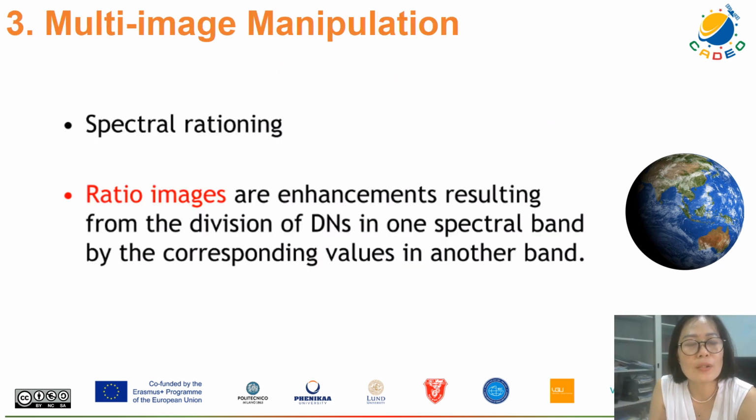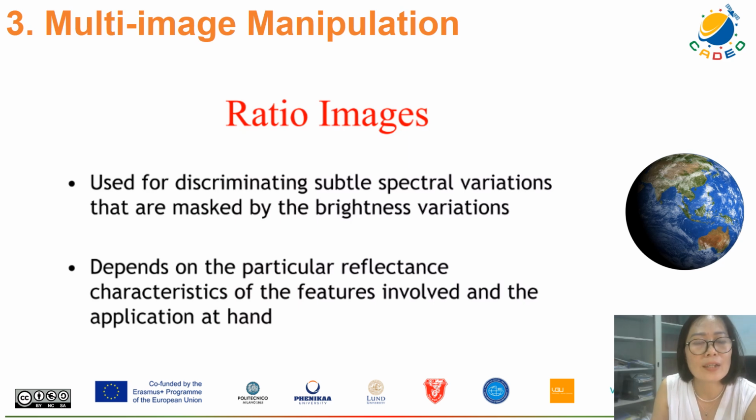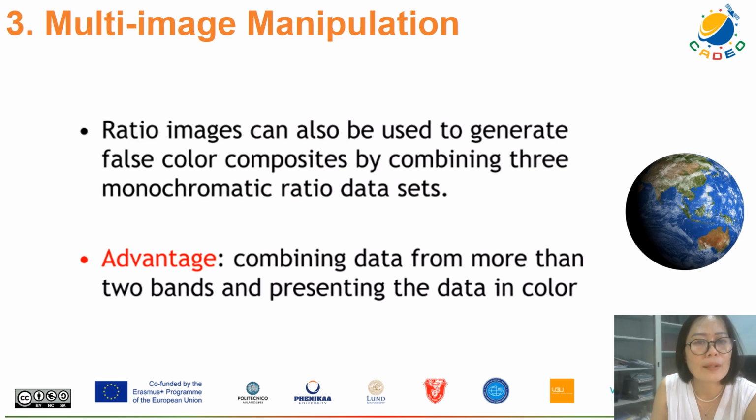Multi-image manipulation is focused on the spectral ratio. Ratio imaging is a technique which results from the division of digital numbers in one spectral band by the corresponding values in another band. The ratio image is used for discriminating subtle spectral variations that are masked by brightness variations, depending on the particular reflectance characteristics of features involved and the application at hand. The ratio image can also be used to generate false color composites by combining three monochromatic ratio datasets. The advantage of this technique is combining the data from more than two bands and representing the data in color.